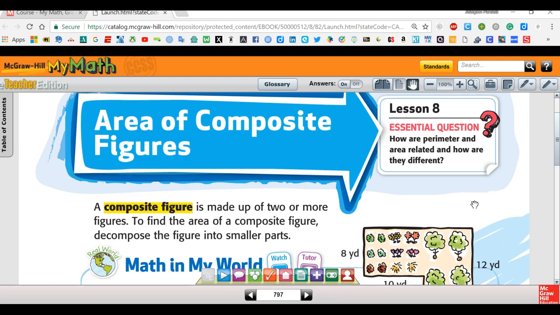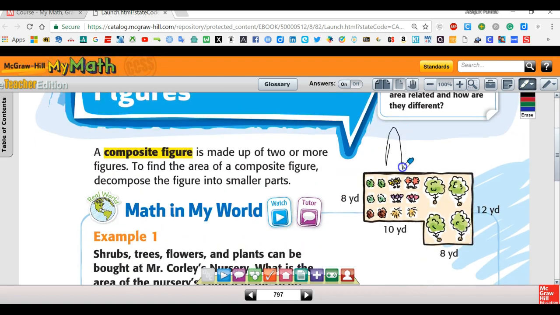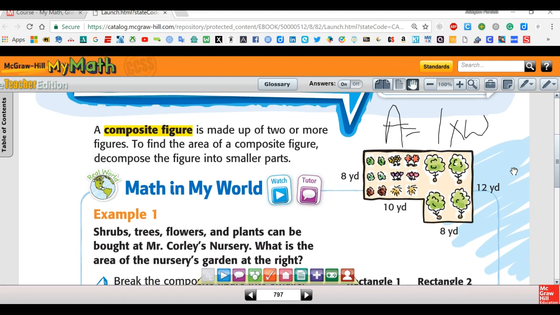Chapter 13, lesson 8, okay? It says area of composite figures. So just a little review. How do we solve area? Length times width. Okay, length times width is how we solve area. A composite figure is made up of two or more figures.